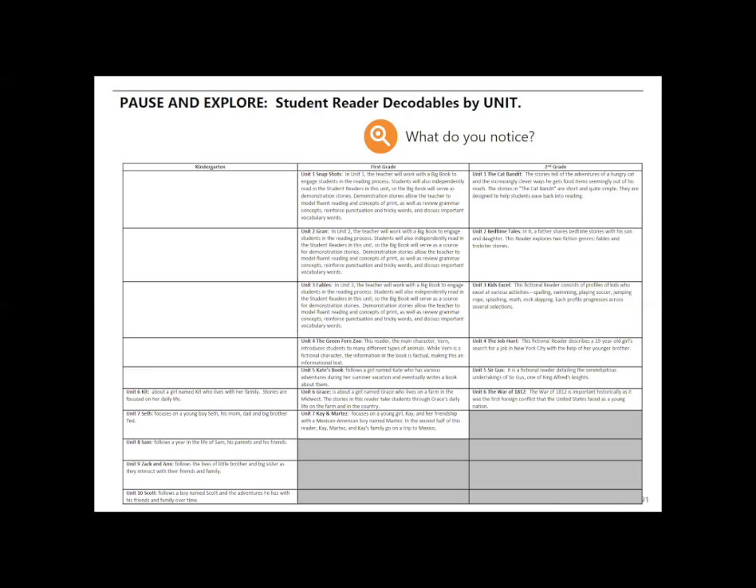So please go to your handouts at this point. For slide 91, you'll see this document. What I want you to do is just jot down things that you notice or things that are interesting. Press play when you're ready to move on.